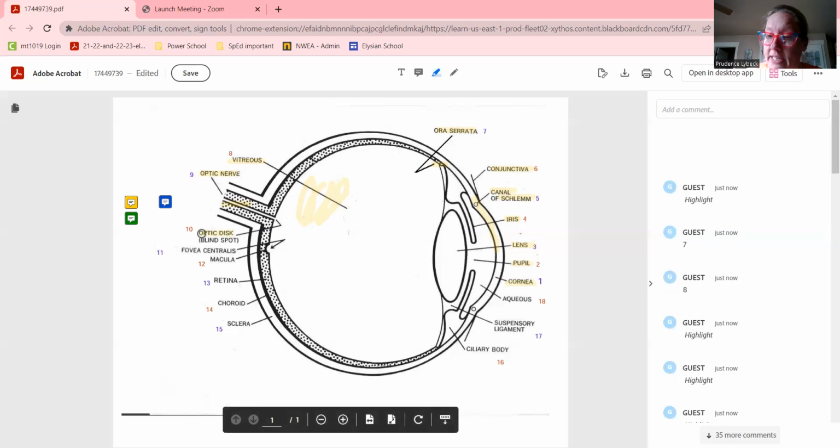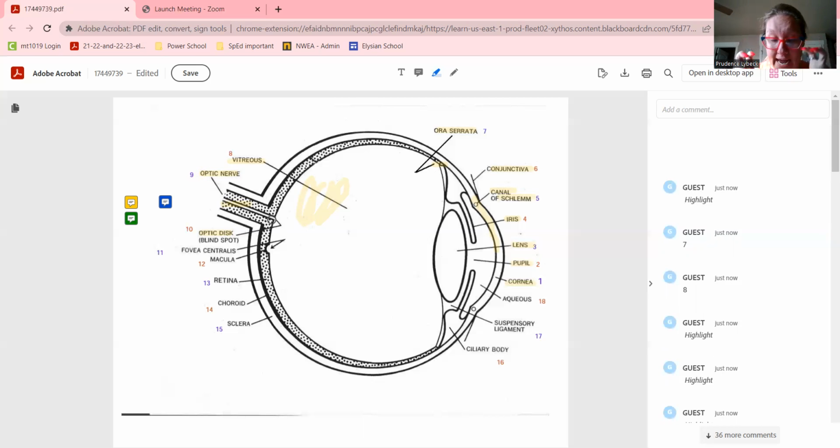Okay, we have our optic disc. Our optic disc is right in here. And as it says, it's the blind spot. So this is like the main nerve or head of our optic nerve where the ganglion cell exits the eye.